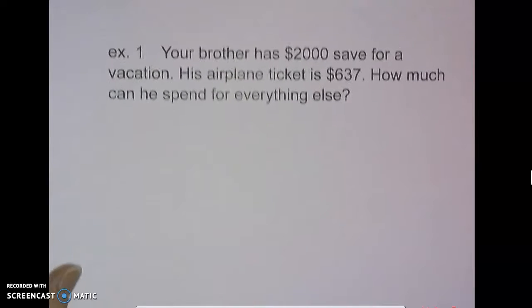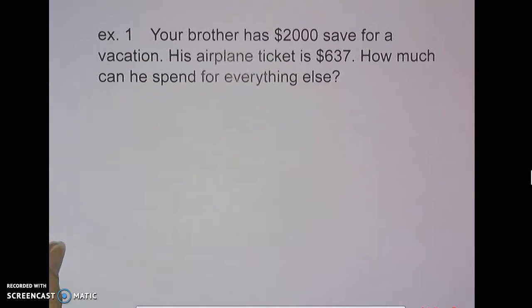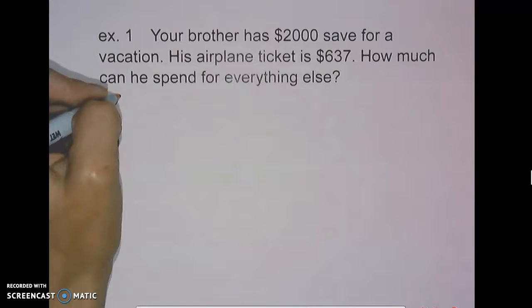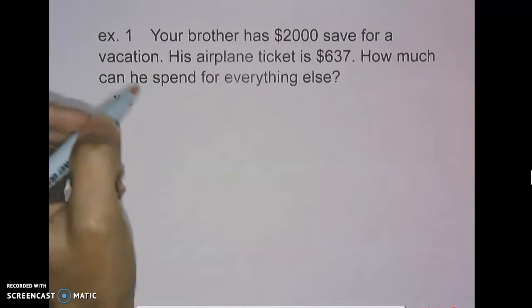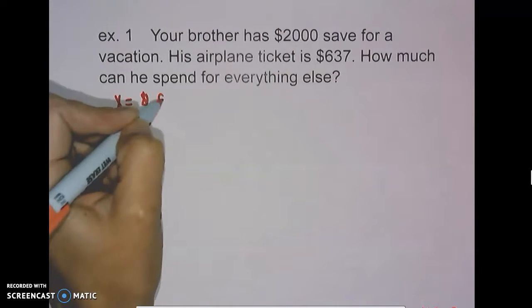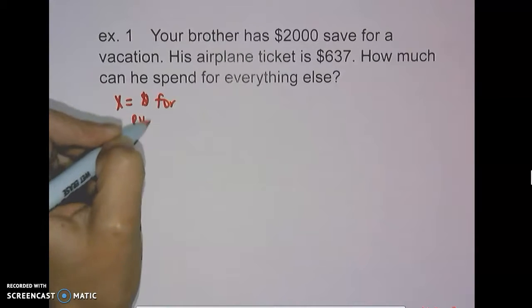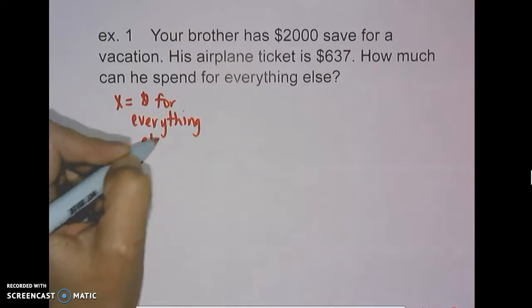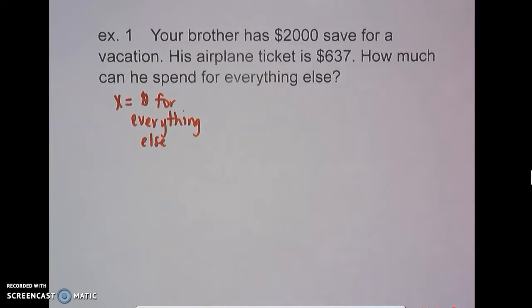So our first word problem here says your brother has $2,000 saved for a vacation. His airplane ticket is $637. How much can he spend for everything else? So the question that they're asking us, how much can he spend for everything else? That's going to be our variable. Let's just call it X. So money for everything else. And that's what we're going to be solving for.